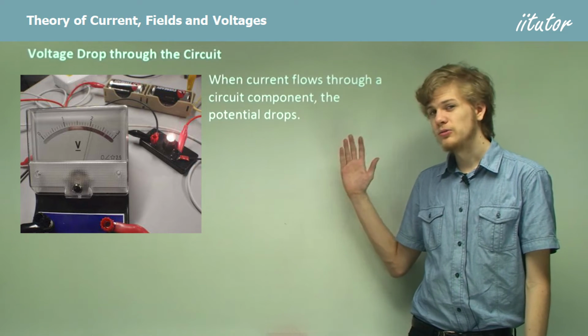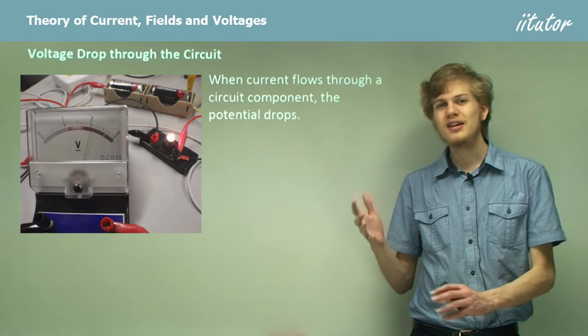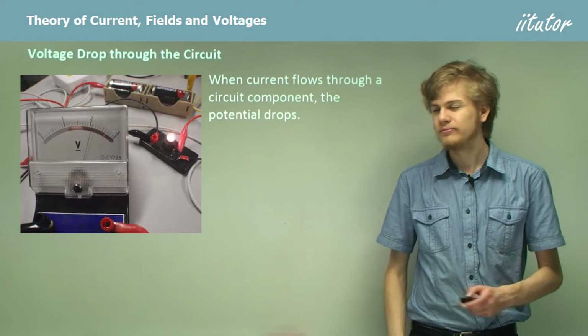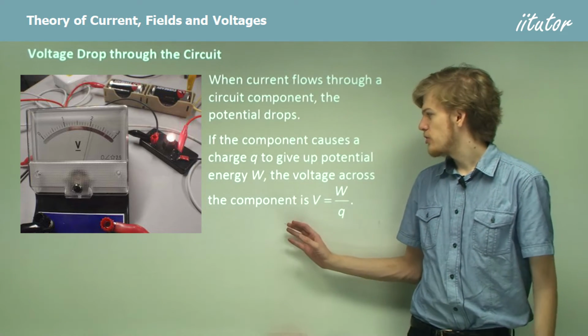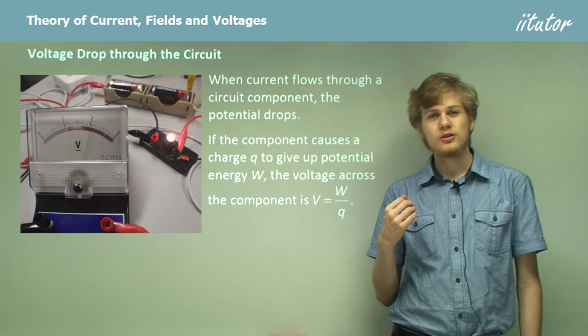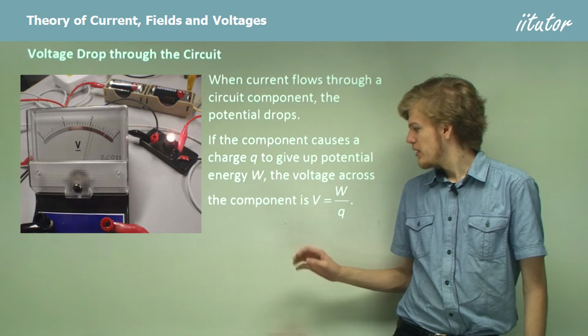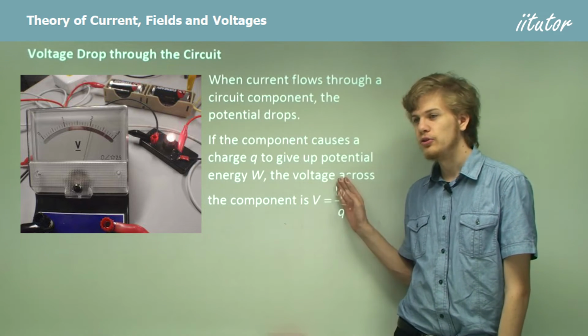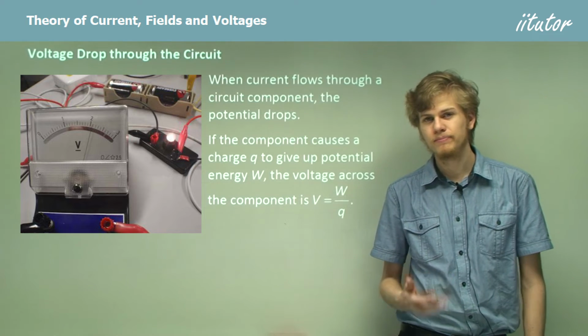But if we have the potential dropping, that means that there's a potential difference between each end of the circuit component. So if we have a charge Q passing through the circuit component and it loses a potential energy of W, then the voltage drop across the wire is given by V equals W over Q, which is the same equation as we saw on the last slide.